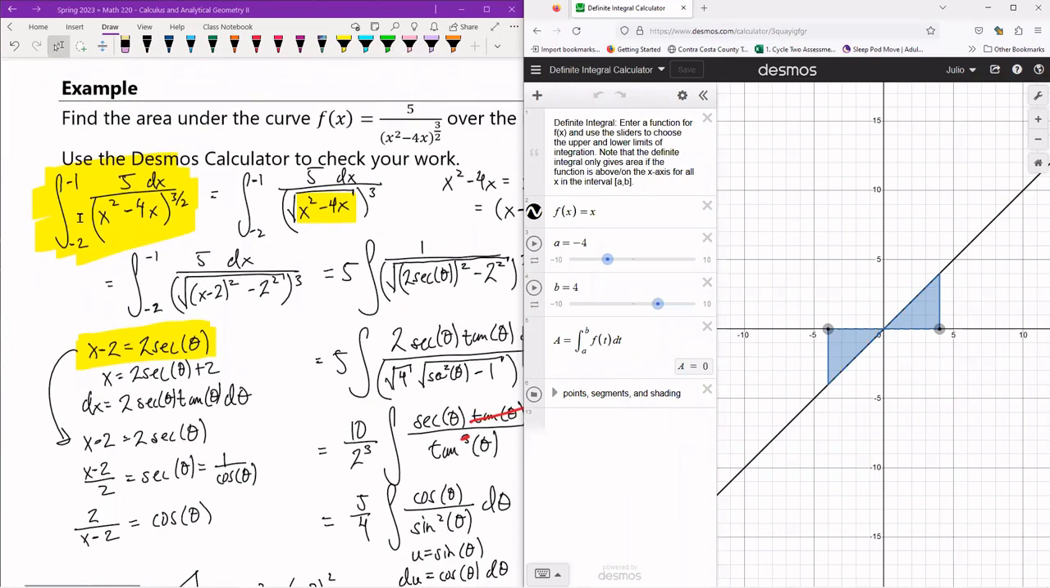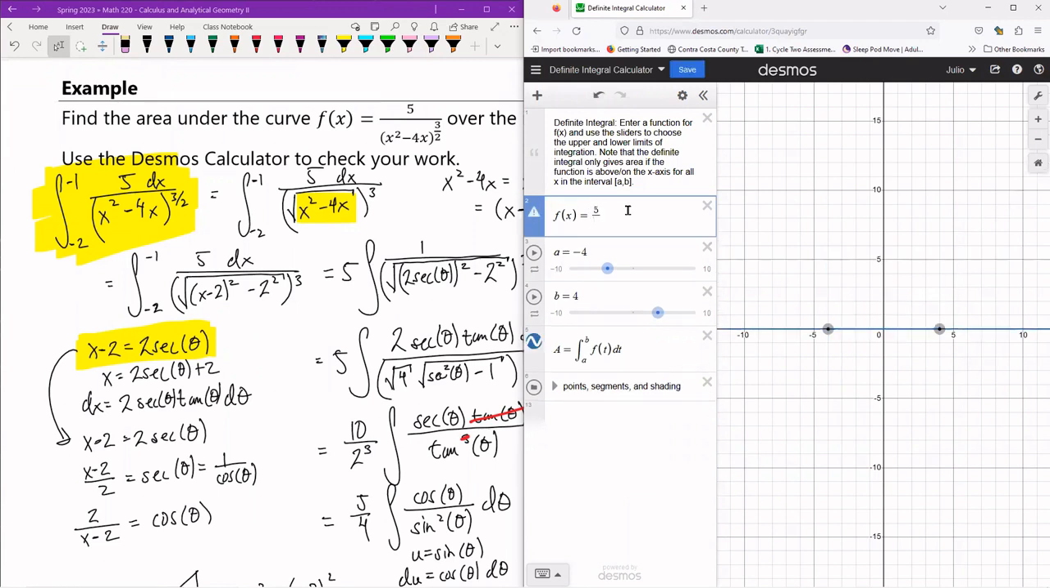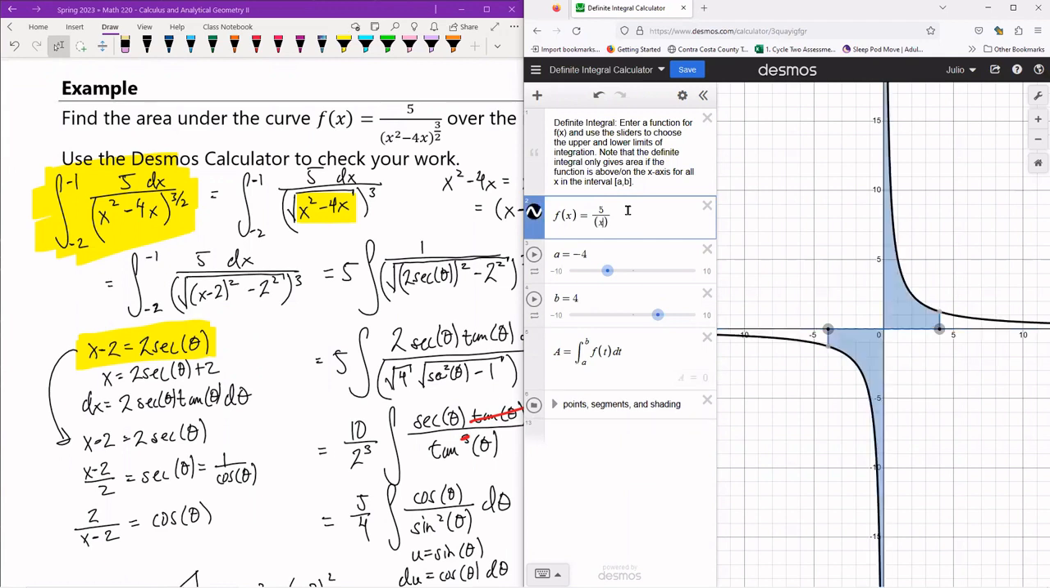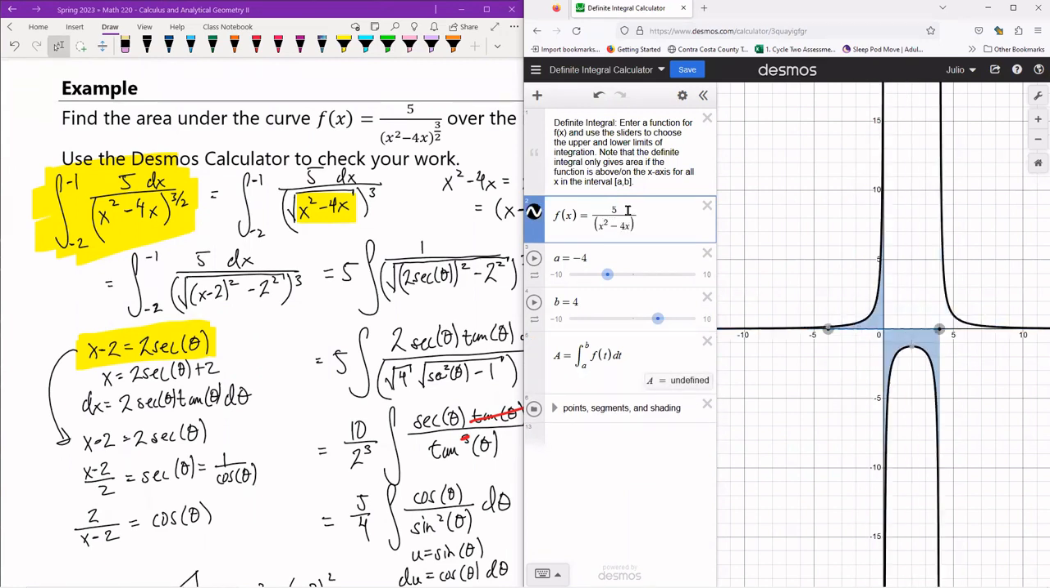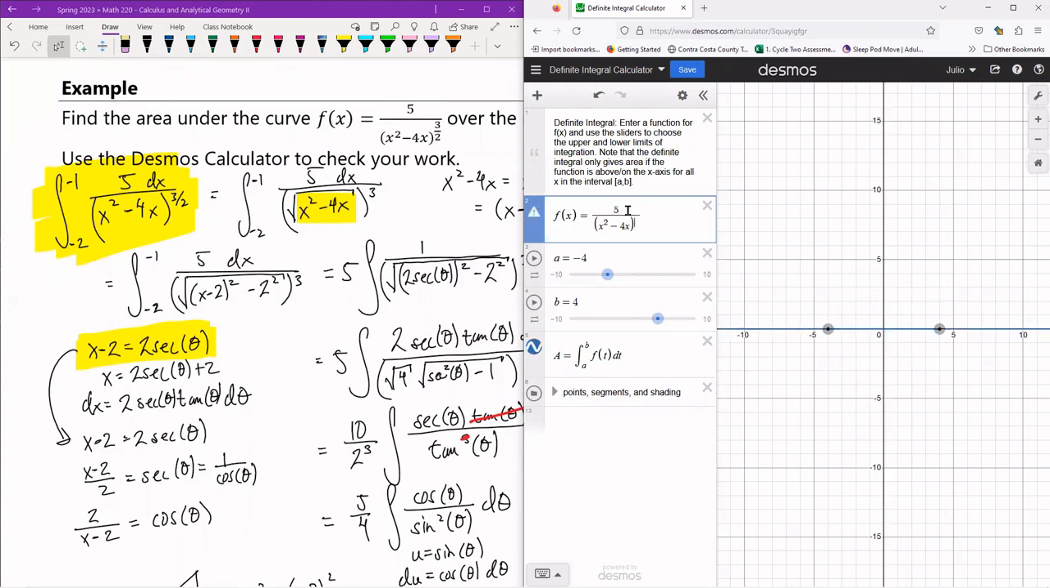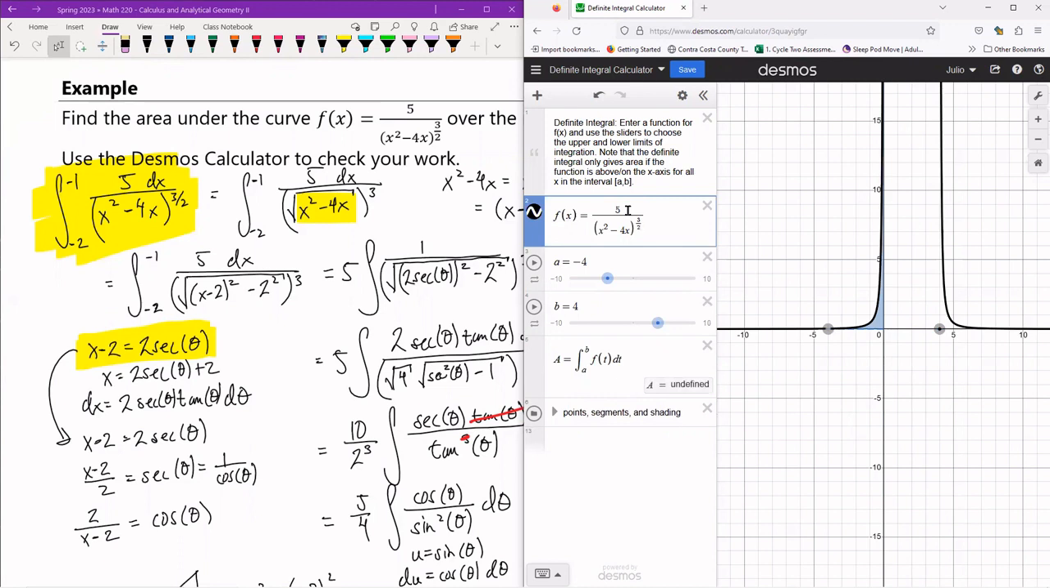Okay, so I get to take the integral of this thing, right? So I plug that in straight up, 5 divided by... Make sure you type everything in correctly. So x squared minus 4x, right? And then this is going to be to the 3 divided by 2. So that is my integral, okay? And I need it from -2 to -1. So I can drag this thing to -2 to -1.